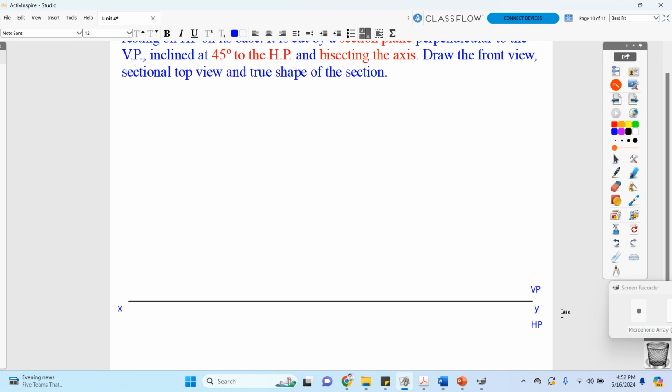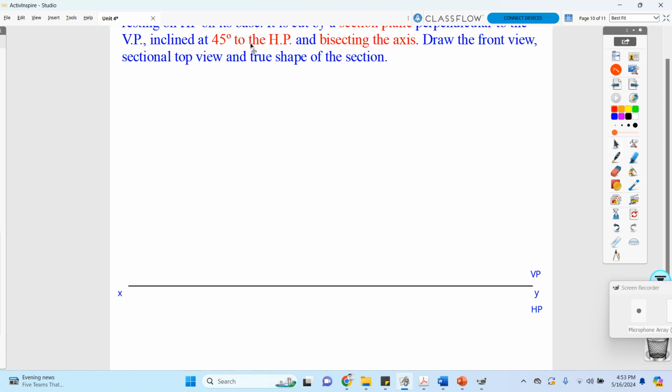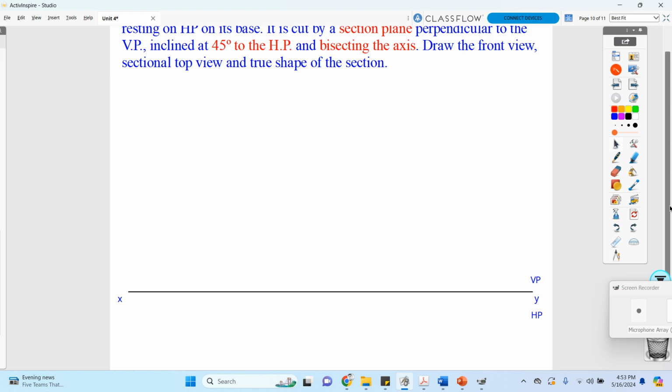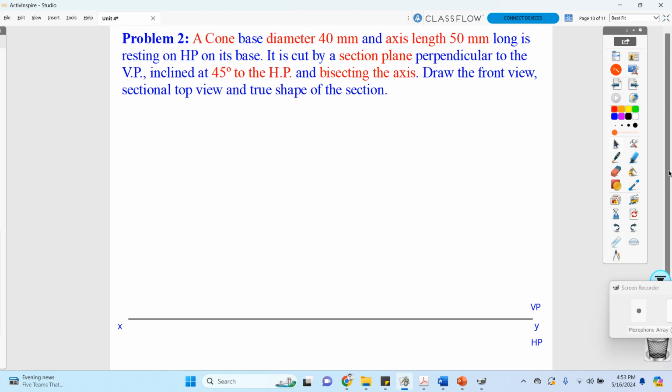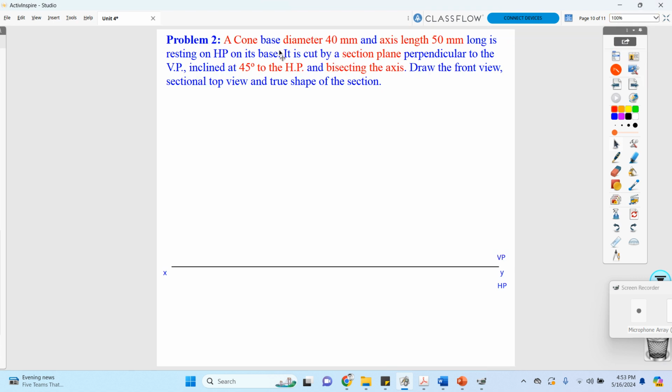So in this problem also they clearly represented what they are saying: 45 degrees inclined to HP means automatically your top view will be on the HP. Please understand, 45 degrees to HP means your top view will be in the HP. So in this problem they have provided a cone of base diameter how much? 40 mm. In this question they have provided the base diameter of 40 mm.